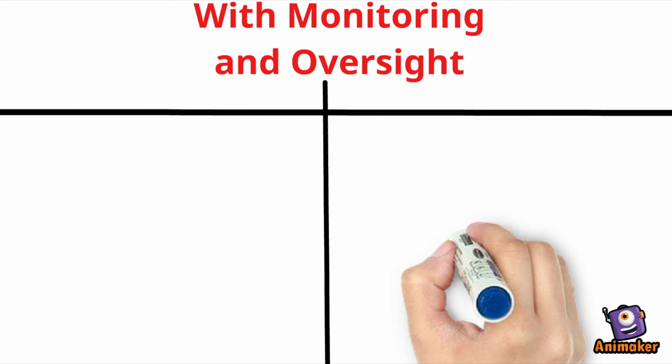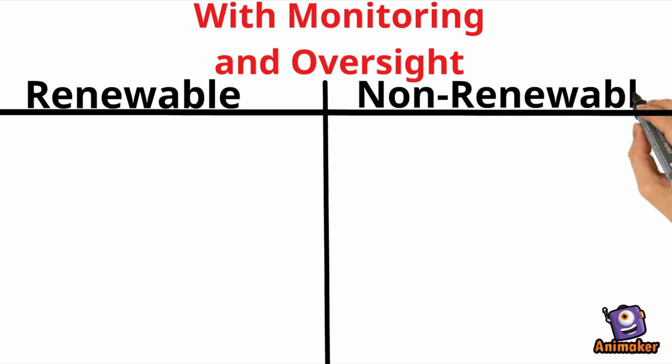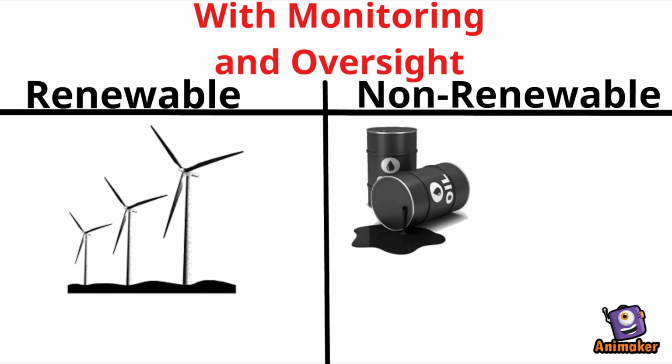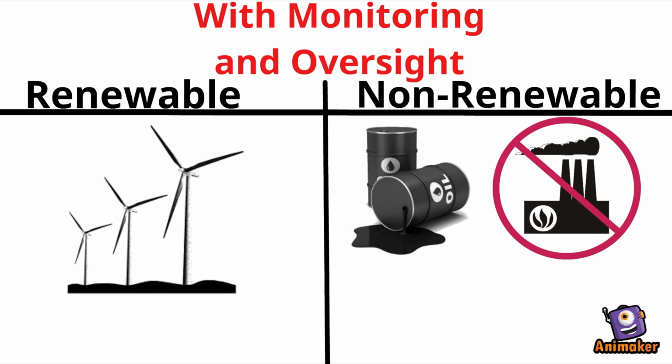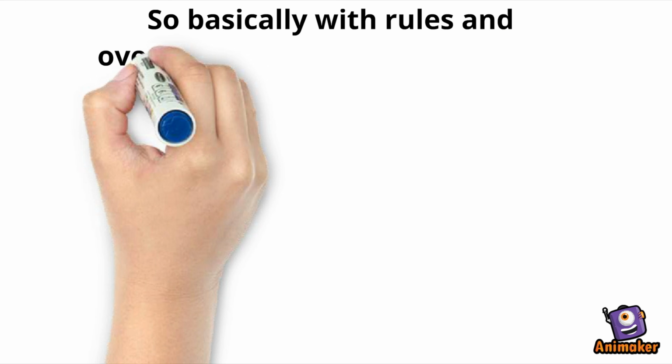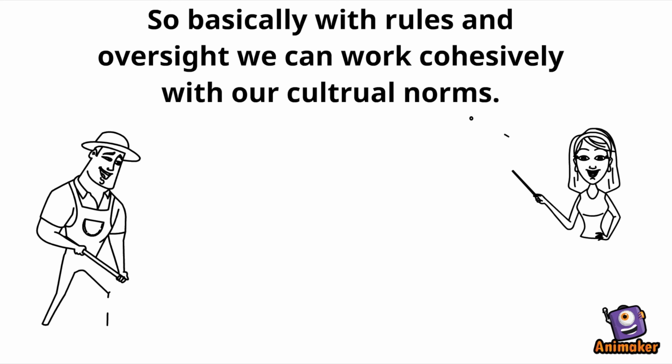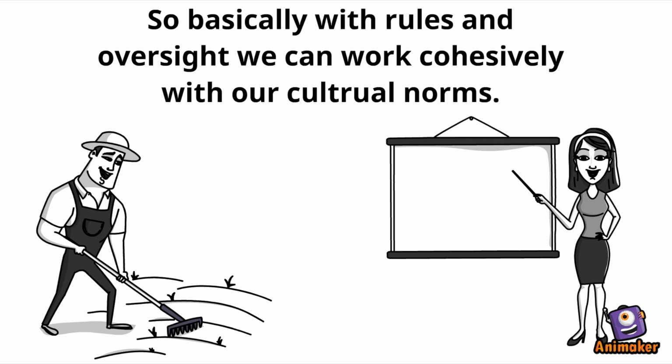So with monitoring and oversight, with renewable and non-renewable resources, the windmills will not be in your house, there'll be way less oil spills and way less pollution. So basically, with rules and oversight, we can work cohesively with our cultural norms, just like this young farmer here and this teacher teaching like a teacher. And hopefully there will be no windmills in the school and they'll probably be on the farm.